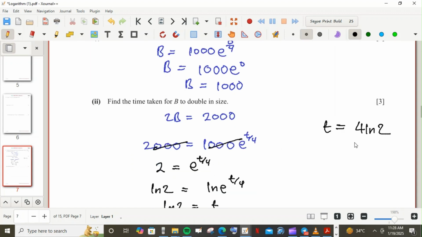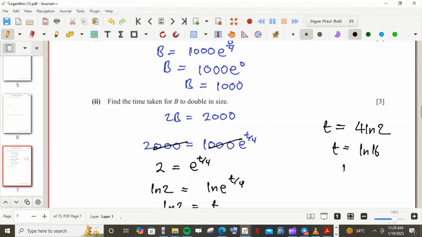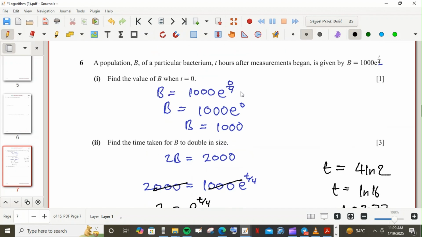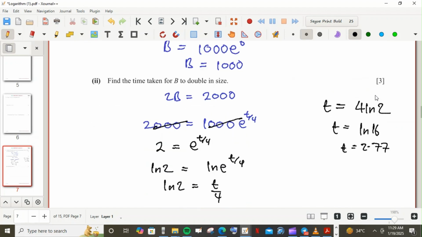Find the time taken. So let me solve this one. You know this one can be written as ln 2 to the power 4, which is the same as ln 16, right? So ln 16 is what? 2.77. So the time taken, is it in days? It's in hours. So 2.77 hours, right?